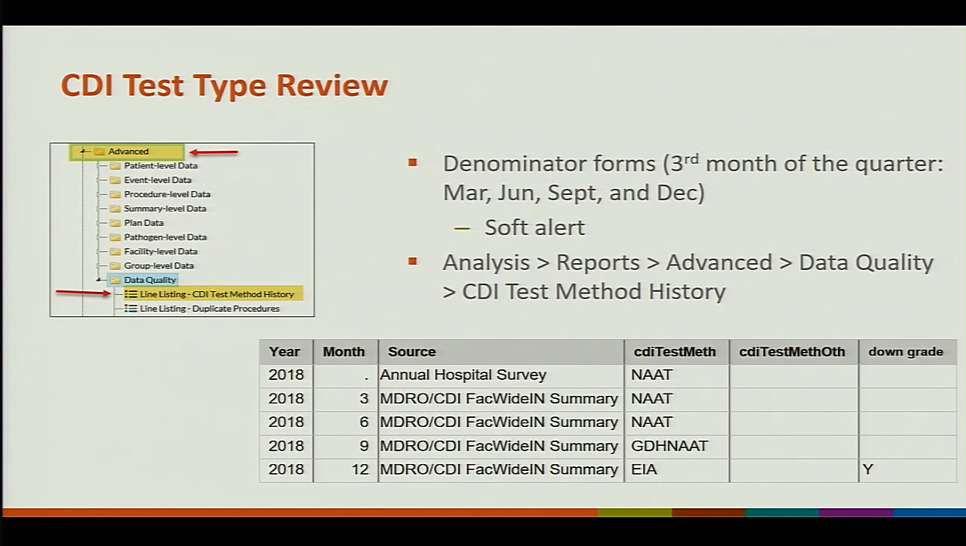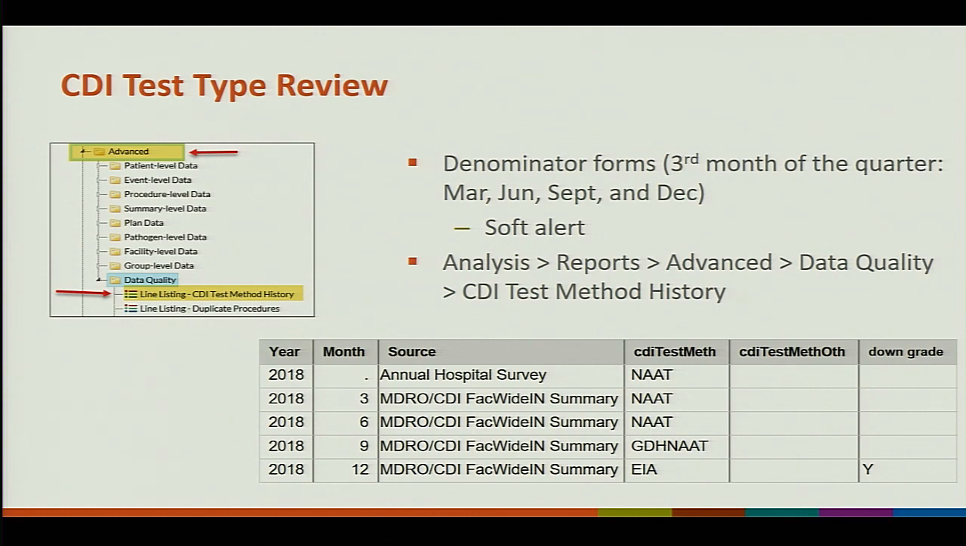So to review your CDI test type, you can review each denominator form manually. And if you're within the application, a recent enhancement has been added. Facilities that select other from the drop-down list, upon saving, the application is going to bring up a soft alert and provide more information about the CDI test type risk adjustment and ask you to confirm, but it gives you an opportunity to go back and adjust your response.